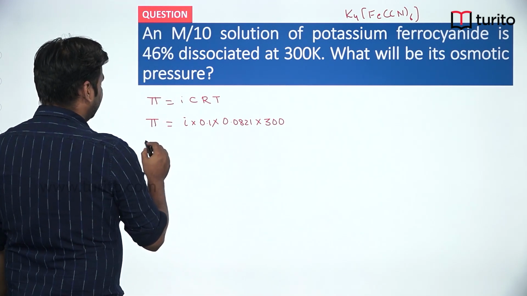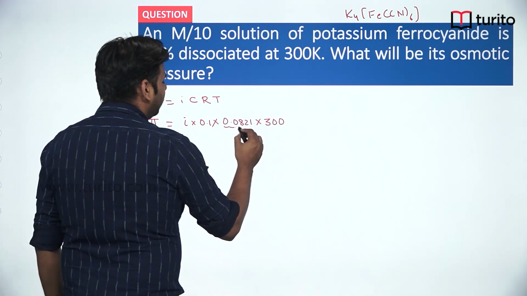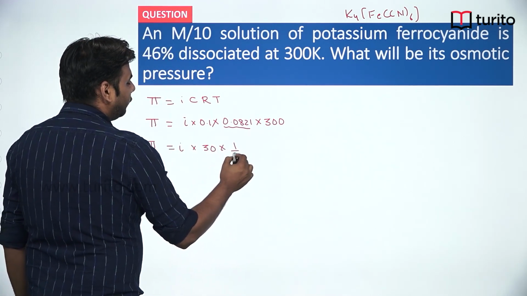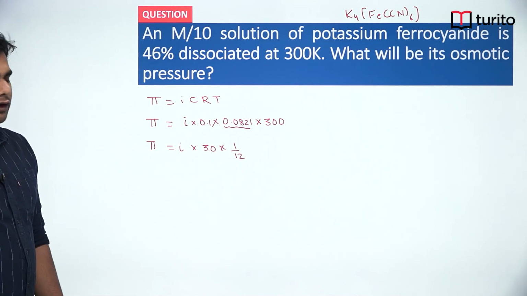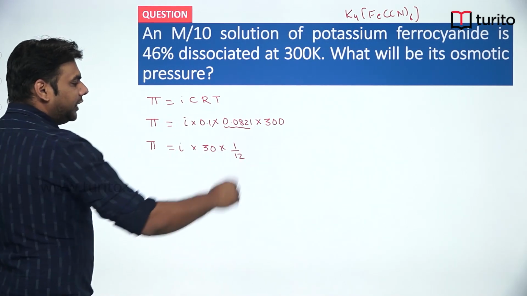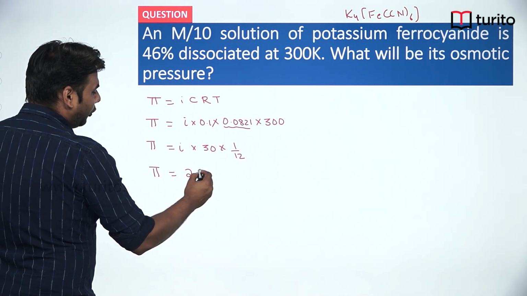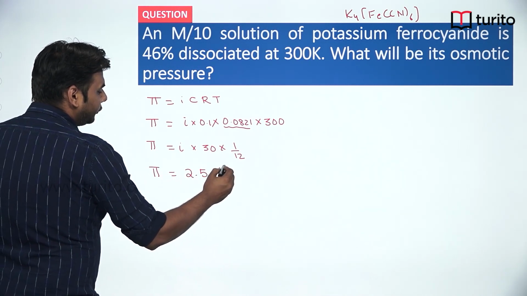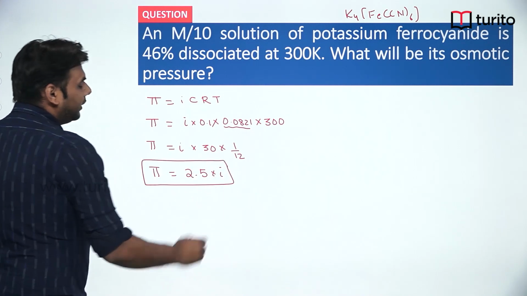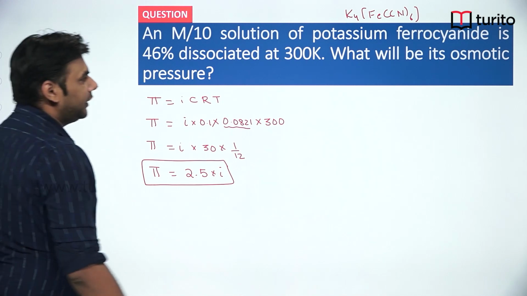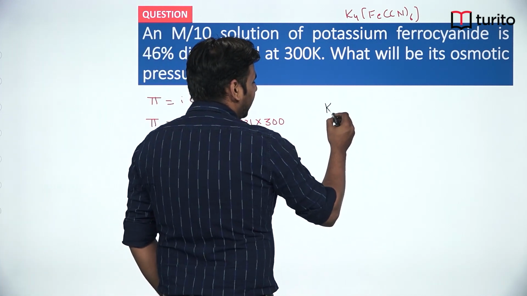You can also write 0.082 approximately as 1/12, as we have already told you. 0.1 into 300 would be 30. So pi, the osmotic pressure, would be 2.5 into i. So basically we have to find i, the Van't Hoff factor for potassium ferrocyanide. So we'll write this K4[Fe(CN)6].